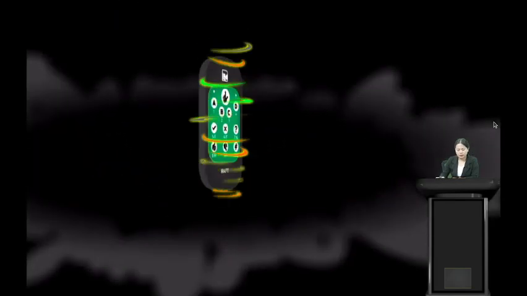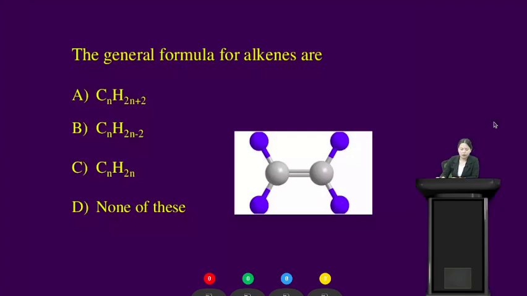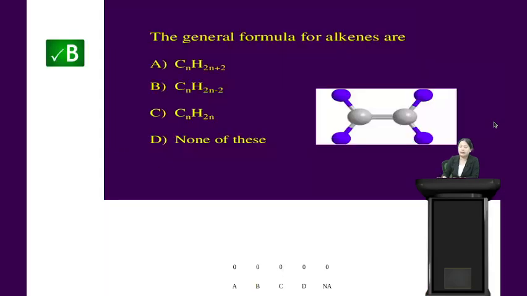All right, students, we have the first question for today. Please get your rough devices ready. The question is, the general formula for alkenes is: option A, CnH2n+2; option B, CnH2n-2; option C, CnH2n; and D, none of these. I'm giving you 15 seconds. Your time starts now. All right students, your time is up. The correct answer is option C, CnH2n. This formula is for alkanes, this is for alkynes, and this is for alkenes.